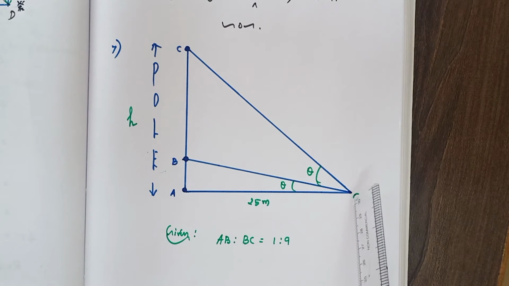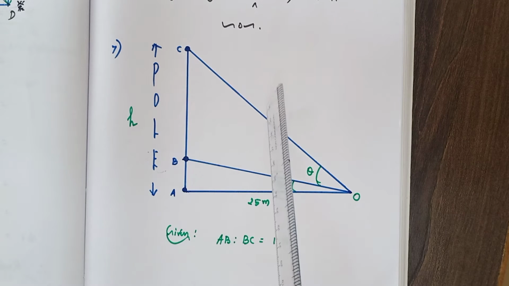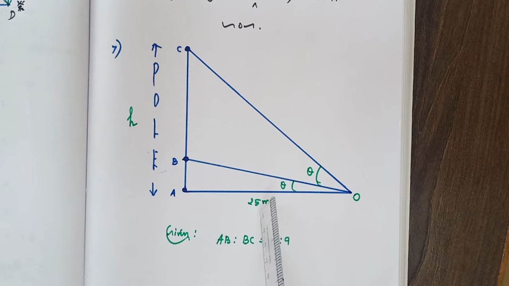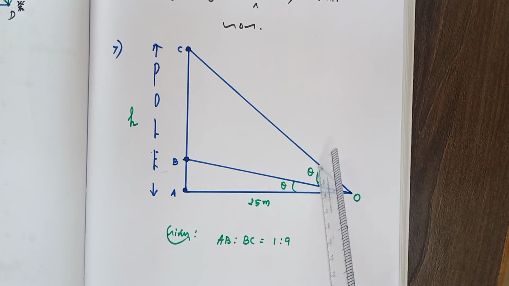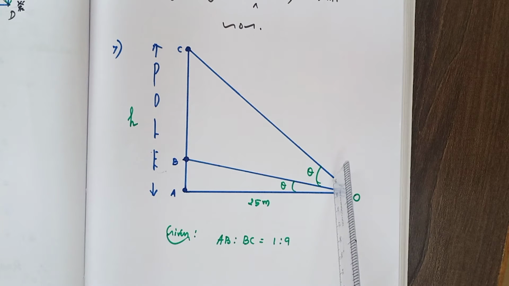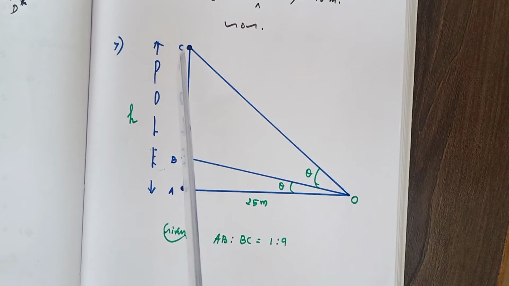That means the line OB divides into two equal angles with OC and OA. So the angle between OB and OC equals theta. The angle between OB and OA is also theta. They subtend equal angles. I consider them as theta, theta. Then the distance between the point of observation and the pole is 25 meters. That is given. Find the height of the pole.